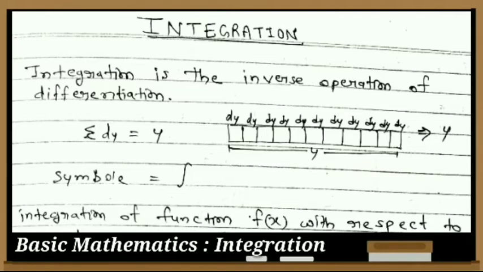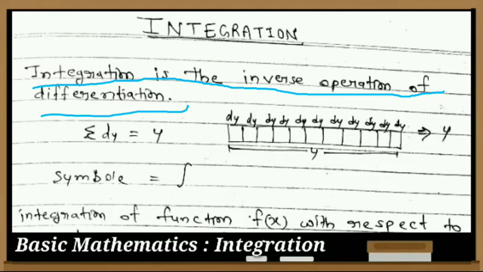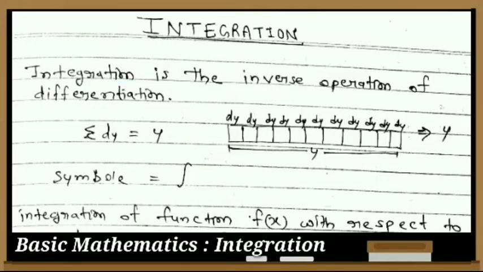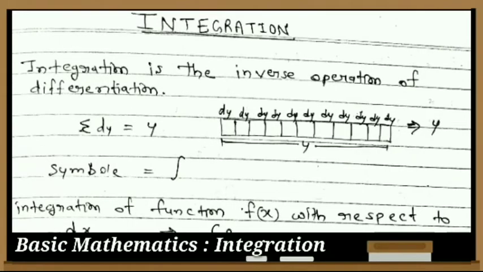As we can see here in the definition, integration is the inverse operation of differentiation. What is integration? Integration is the inverse operation of differentiation. So in integration we add multiple parts or objects of the same dimensions or same value, but in differentiation we break a big quantity or a big object into different parts of the same dimension or same value. So integration is the inverse operation of differentiation.